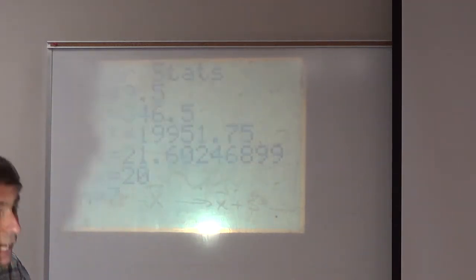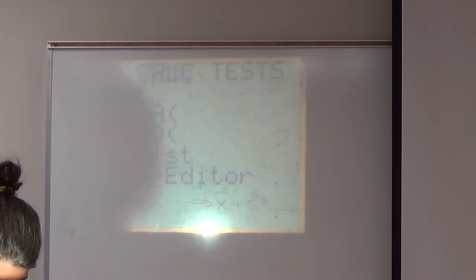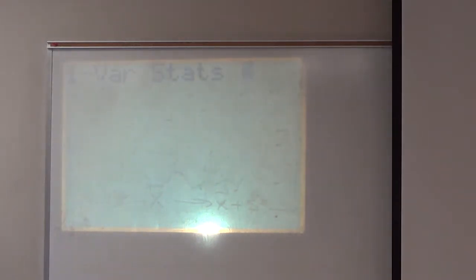Piece of cake. Get 1 bar stats back. 1 bar stats again. Tell it first where your data is by pressing second L1. Remember second L1 where we set the histogram? Same thing. The TI now knows where your data is. Now you've got to tell it where the frequencies are. Put a comma, which is the button directly above the 7. There's a comma button up there, directly above the 7.